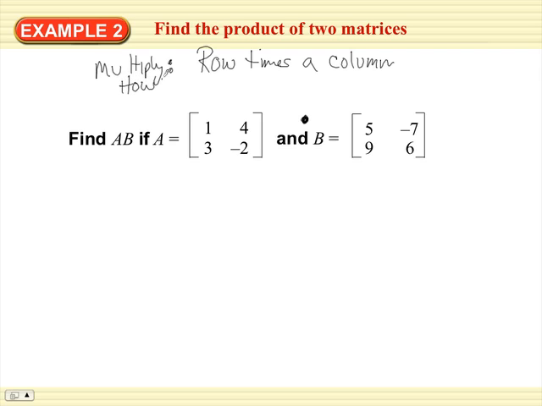Multiply how? Row times a column. So here's what you want to do. The first matrix you have, circle all your rows. In this case, there's only 2 of them. In the second matrix, the next one, you circle all your columns. In this case, there's only 2. There could be 3. It could be 10. Doesn't matter. Circle them. Okay?